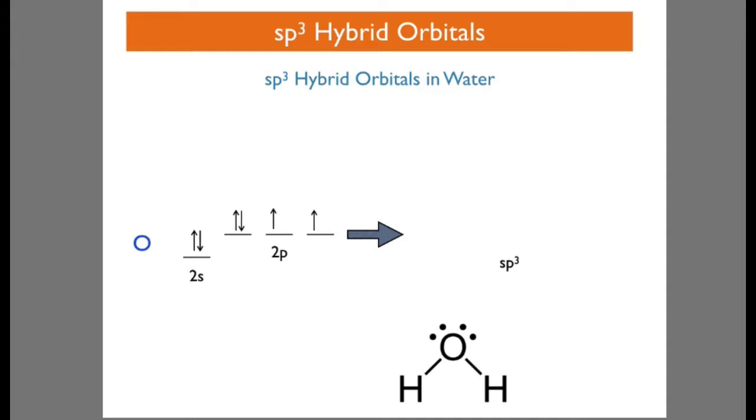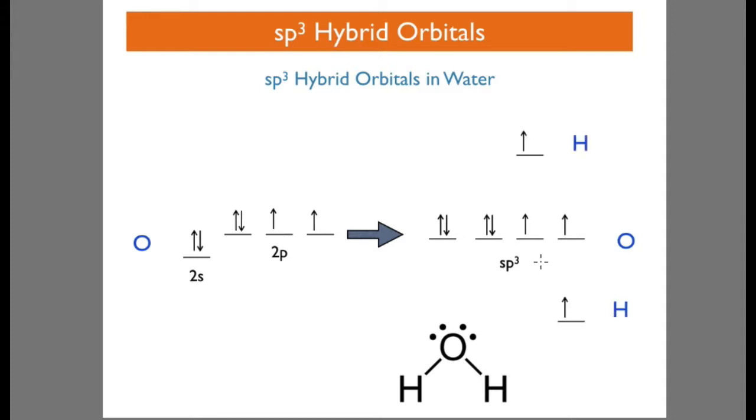Okay, so when we're looking at the bonding here, in oxygen we've got a 2s orbital with 2 electrons in it. And then we've got 1, 2, 3, 4 electrons in these 2p orbitals. These all hybridize to give us 4 equal sp3 orbitals. And you can see we've got 2 unpaired electrons.